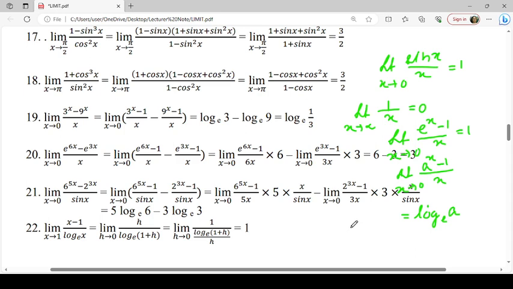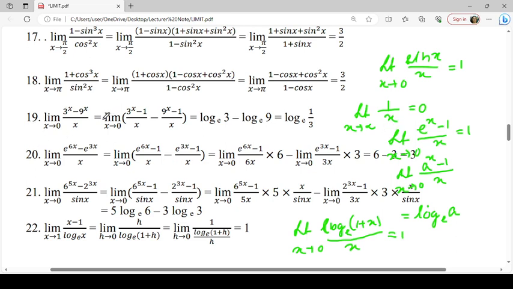Then one more is the limit of log of 1 plus x to the base e by x, x tends to 0. So this limit is 1. So these are some limits. We are not deducing these things, but we should know these values.